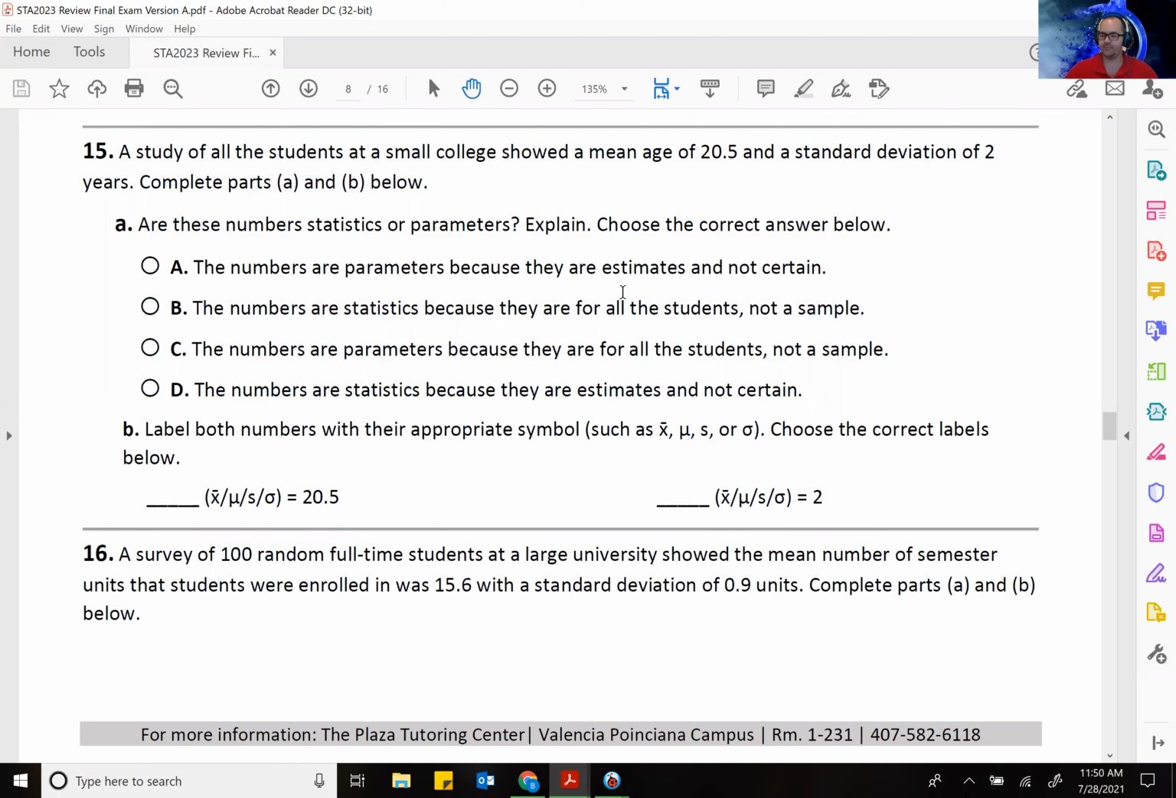All right, part B. Let's label these numbers. So the 20.5 is which label or symbol?